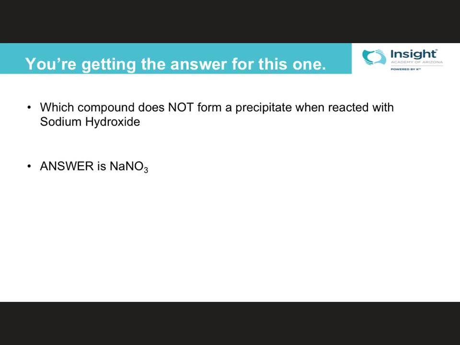So first things first, you are going to see a question that sounds like this. Which compound does not form a precipitate when reacted with sodium hydroxide? You guys have different choices, but everybody has this correct answer, NaNO3. We didn't get a chance to talk about this, so here's a freebie for you.